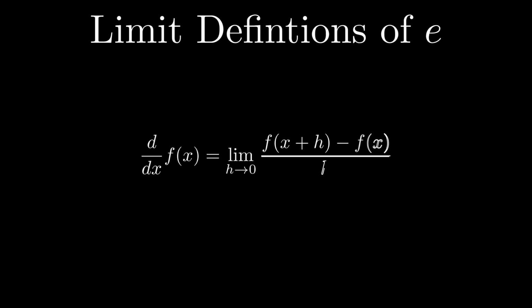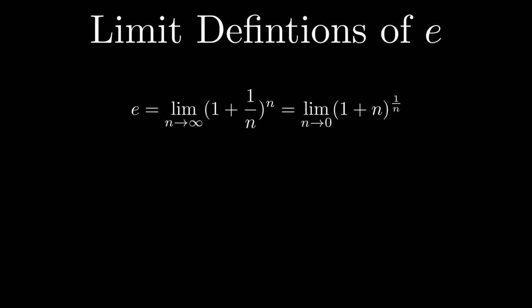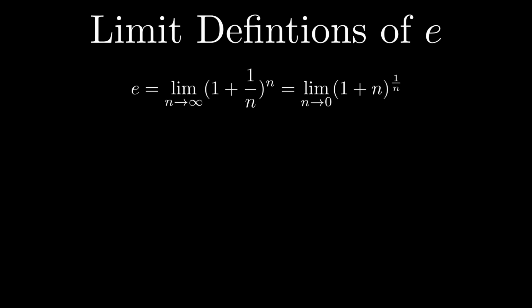The limit definition of a derivative is the limit as h approaches 0 of f of x plus h minus f of x over h. Since we're working with the derivatives of e to the x, it would be nice to have some sort of limit definition of e to the x. Turns out there are two identical limit definitions of e.